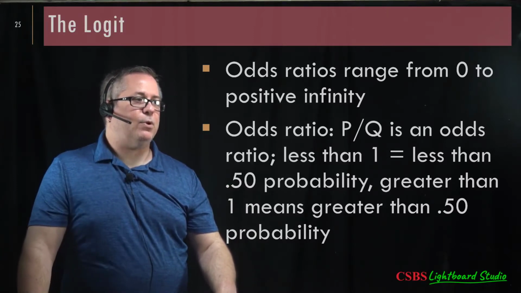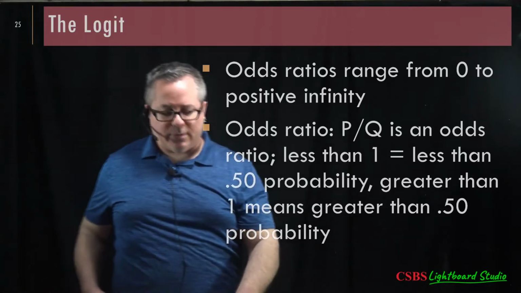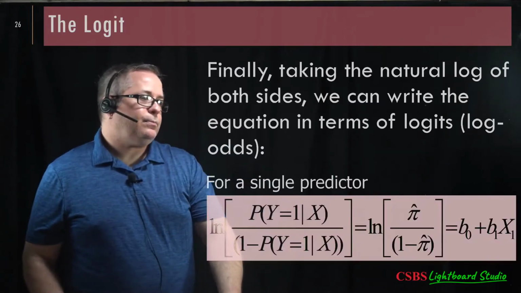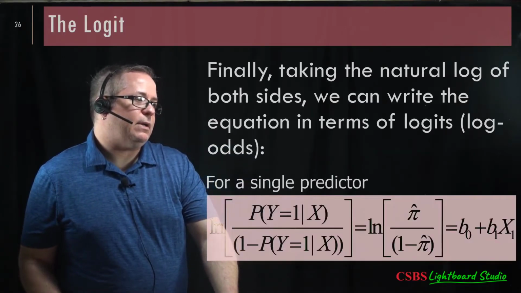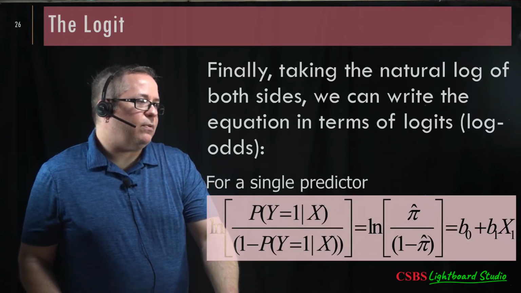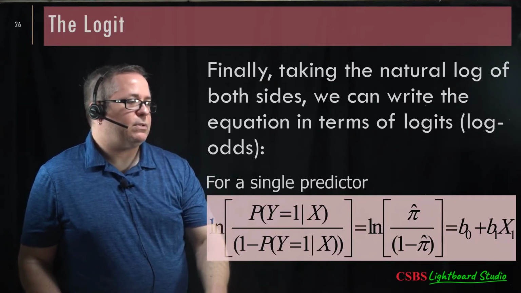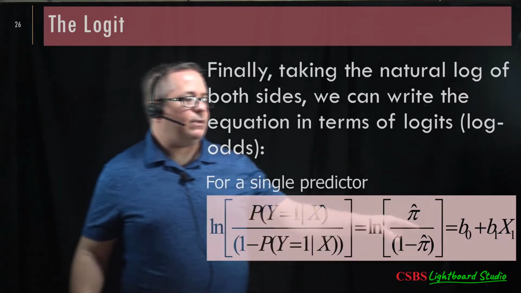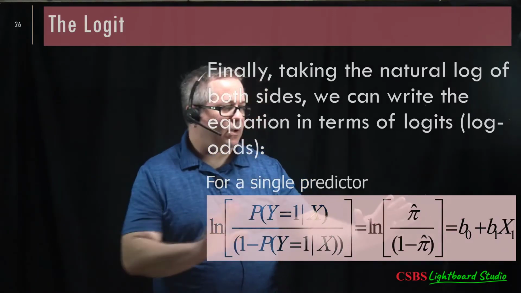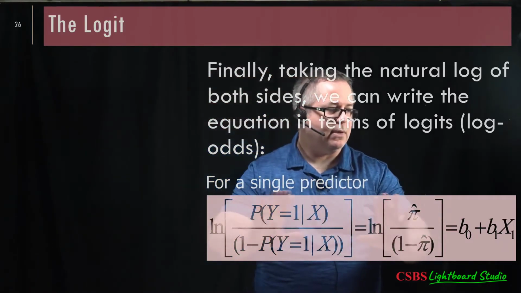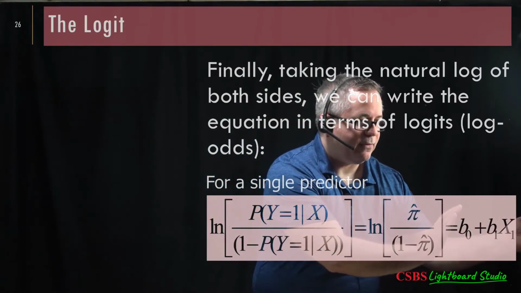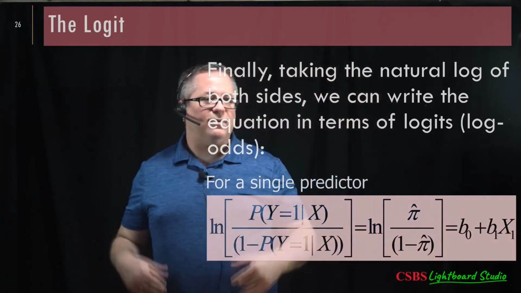If it's below 1, it means you have a less than 0.5 probability. So if we actually then take everything to finally taking the natural log of both sides, we can write the equation in terms of logits. So this is what we want to get to, because this, forget about all this other junk. Forget about this for a second, right? This is familiar. This is going back to our roots.